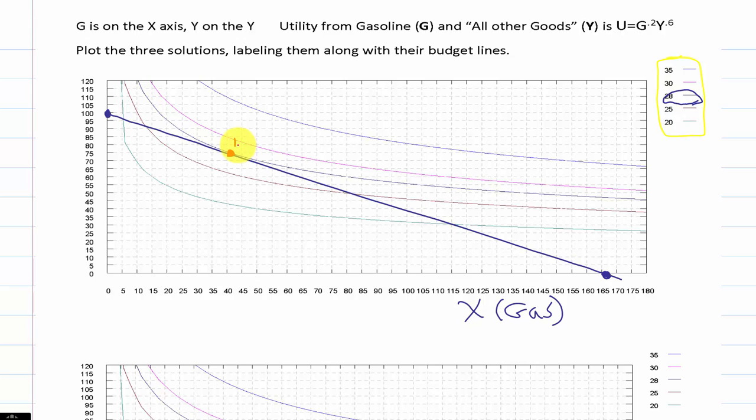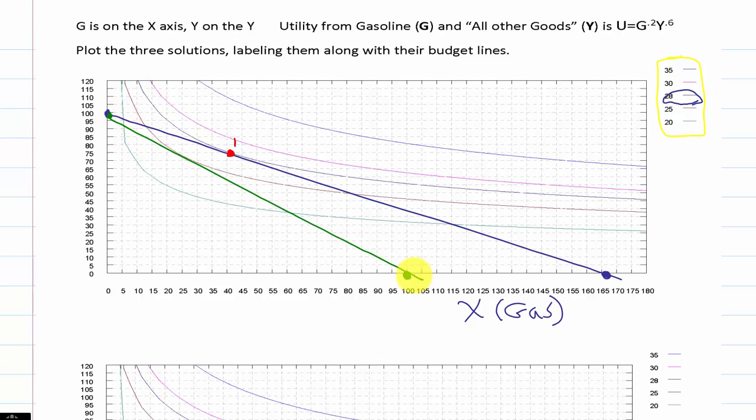Let's graph the second budget line after the price of gasoline increases to $1. After the subsidy is removed, these people would be able to afford only 100 gallons of gas, but still 100 units of all other goods. And so the budget line is going to get a little steeper. Let me see if I can draw a straight line there.